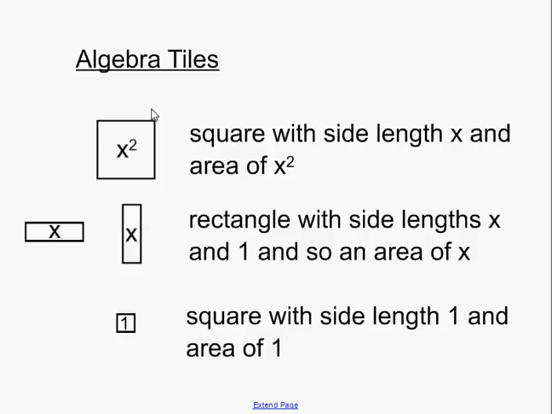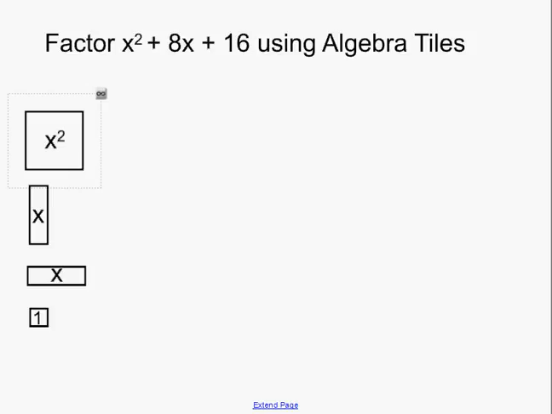This larger square has a side length of x, and since it's a square, its area is x times x, or x squared. So every time we see an x squared, we're going to represent it with this large square. These rectangles have the same height x as the big square, but the width of them is just 1, so their area is x times 1, or just x. Sometimes we'll see them vertically or horizontally, but these are the same rectangle, just oriented differently. And if we're using just numbers without x's, we'll be using the little squares that have an area of 1.